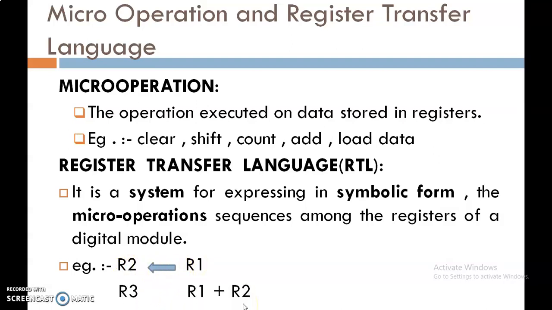Second example, here I have three registers R1, R2 and R3. First of all, R1 plus R2 means it performs the addition of bits of registers R1 and R2 and the result is stored in register R3. So it is written as R1 plus R2, answer is stored in R3.